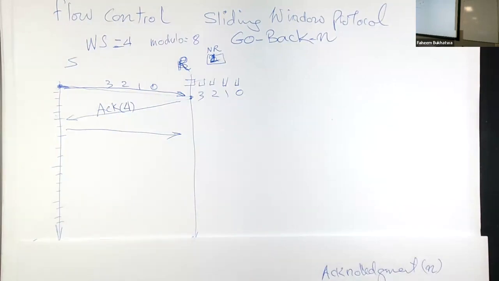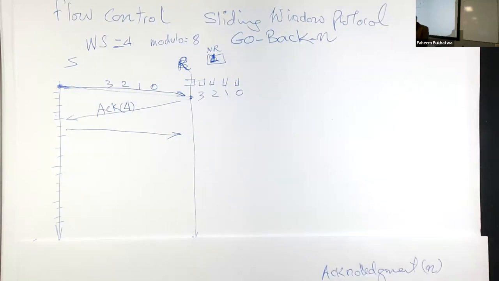What are the next few frames that the sender sends? How many frames will the sender send now? Remember, first it sent 0, 1, 2, 3. They're all checked perfect. The receiver sent back acknowledgement 4. Now this guy has to send a few frames. How many frames will it send? 4 frames. Why? Because the window size says 4. Right. Can you tell me what frames the sender will send? 4, 5, 6, 7. Exactly.